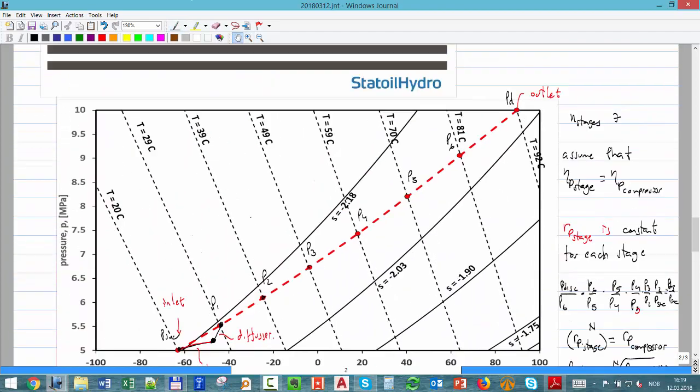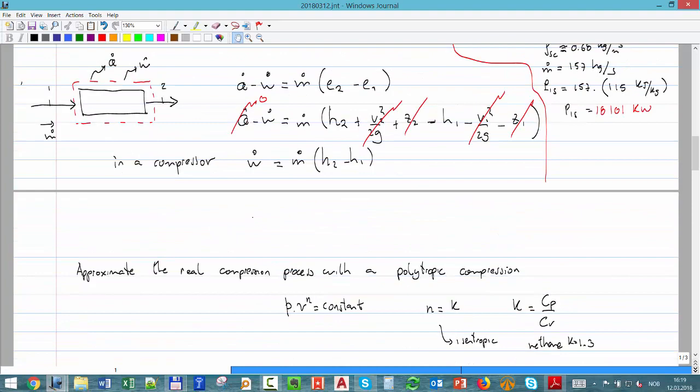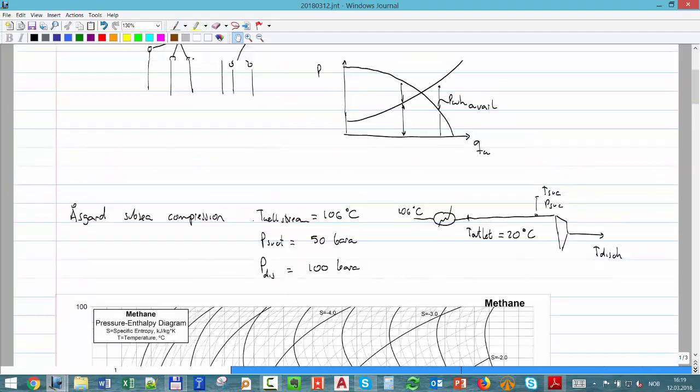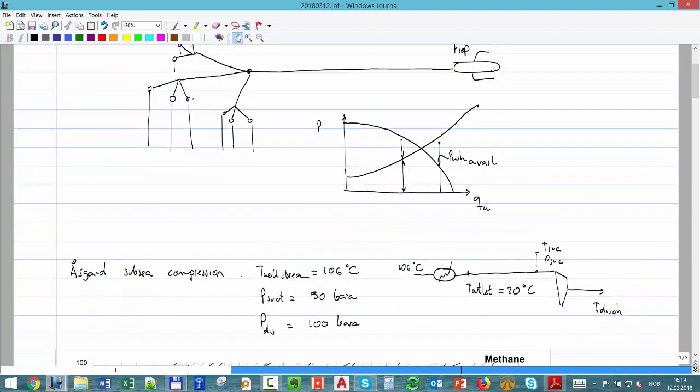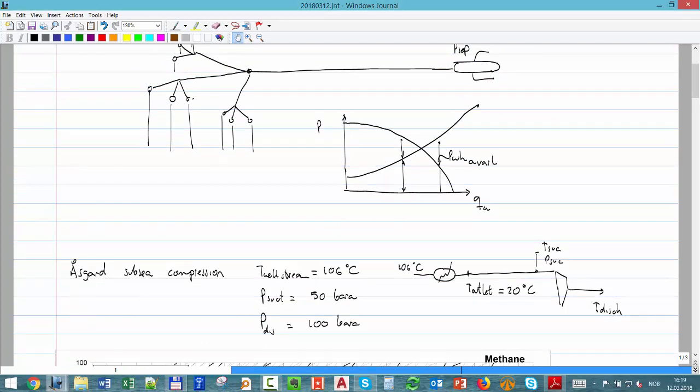Okay, so why do we care? I'm giving you a very short theory on compressors, but what does it affect? Our field development calculations or our field production profile calculations.